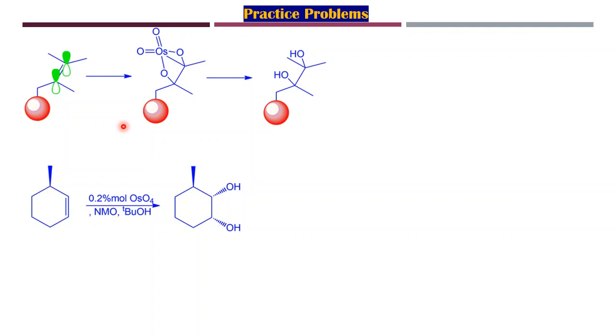Now, the thing I'm wanting to say is that whenever you are using only osmium tetroxide as a reagent, and you're reacting, then the osmium tetroxide will approach from the top side. So the OH groups formed out here will be having an anti-relationship with this group over here.